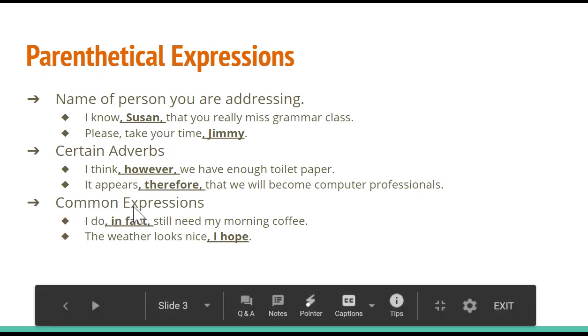So another one is common expressions. So it could be a phrase that's, I do, in fact, need my morning coffee, or the weather looks nice, comma, I hope. As I say that, there's a bunch of snow outside my window. So I hope those two get you started.